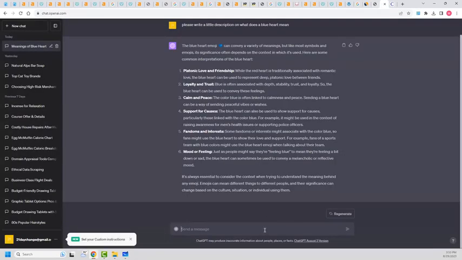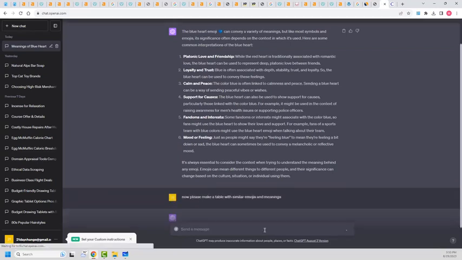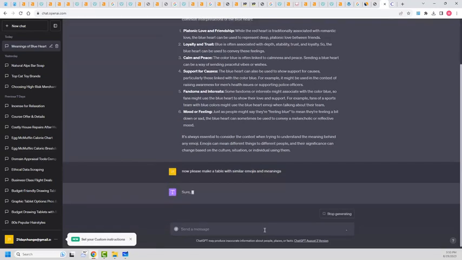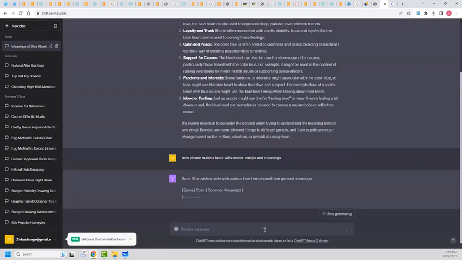You could post this right on your site. Then say, now please make a table with similar emojis and meanings. Then you just put this on your site.